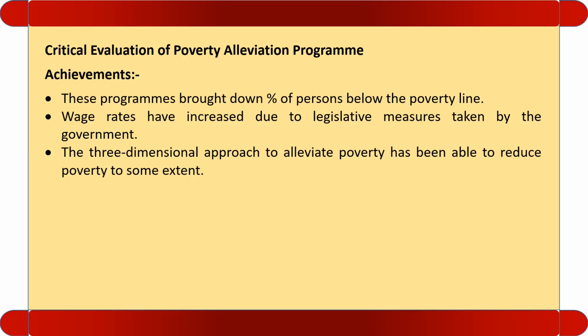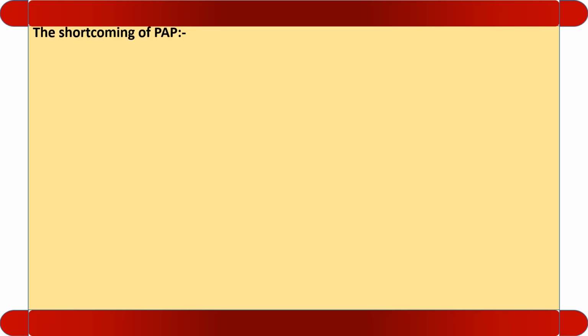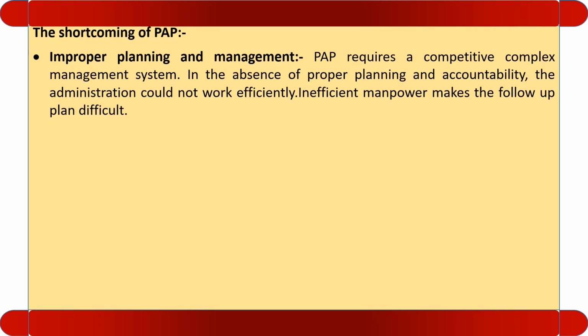Third one is the three-dimensional approach to alleviate poverty has been able to reduce poverty to some extent. I mean, only two achievements are there. Now let us see the shortcomings. First is improper planning and management. I mean, these poverty alleviation programs proved a failure. Why? Because planning was improper and the management was not there, because of which the result is not achieved.